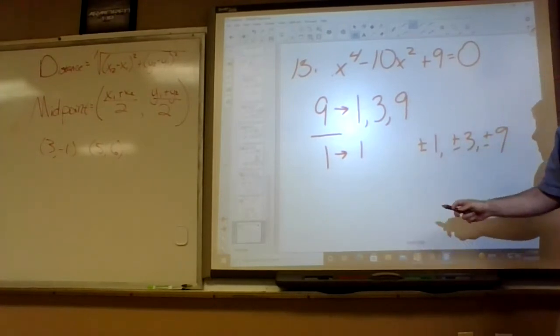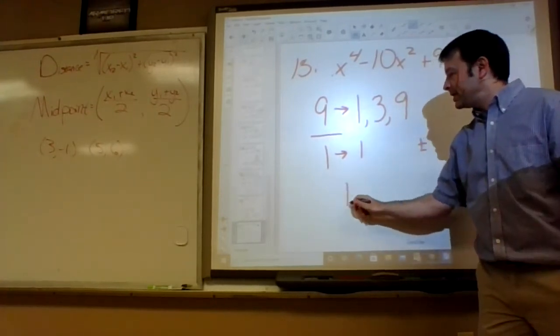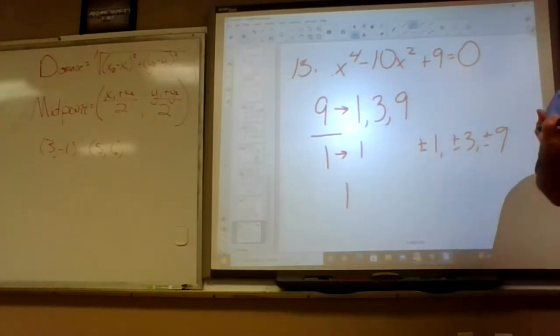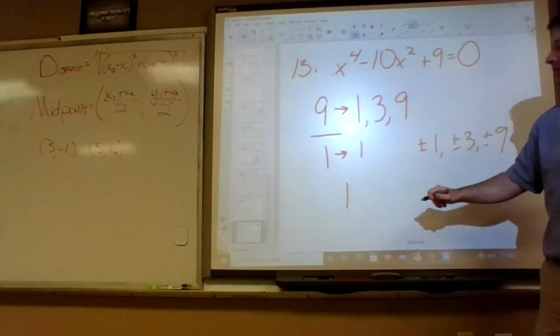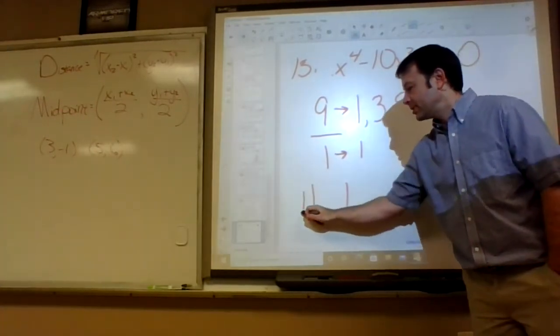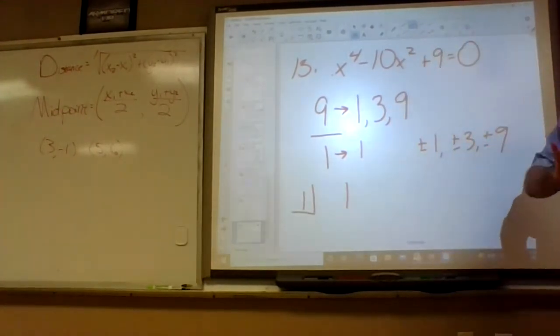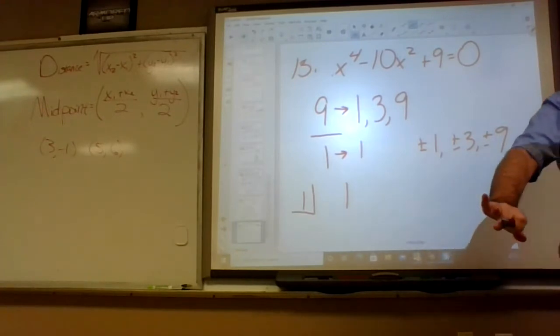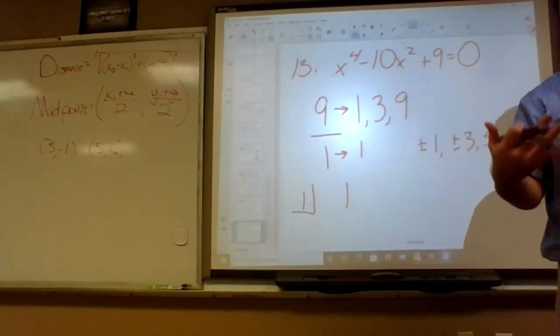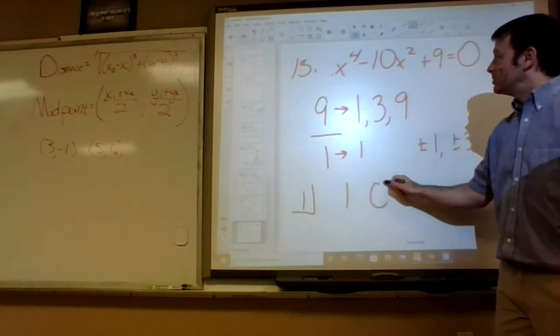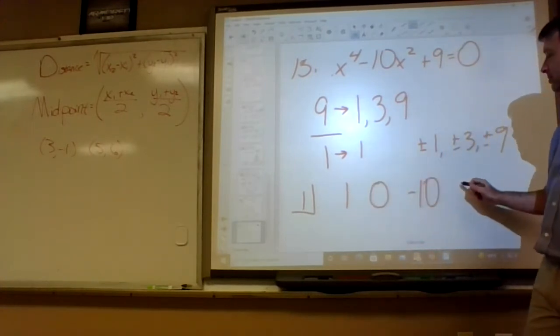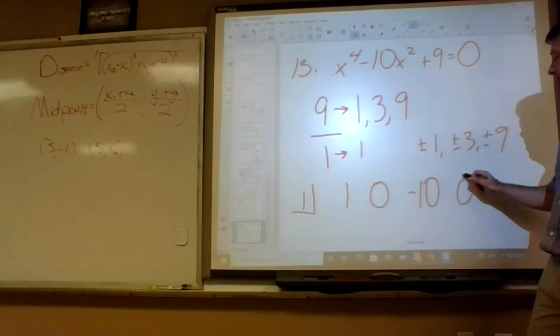But I still need to do synthetic division because I need to divide that answer out, the 1. I know 1's going to work. So I need to divide that. If 1 works, x minus 1 is a factor. I need to divide by x minus 1, basically. 1, 0, 0, negative 10, 9.